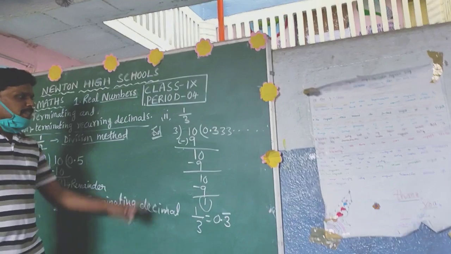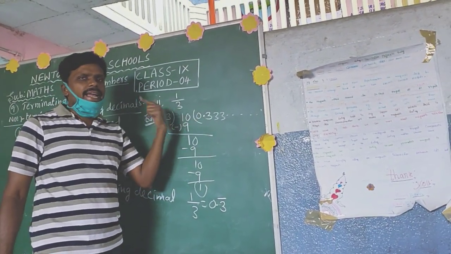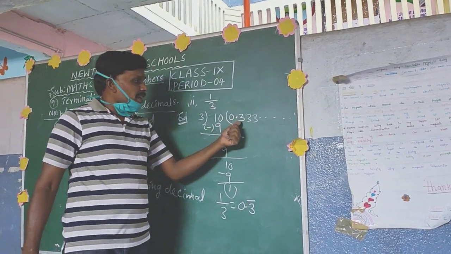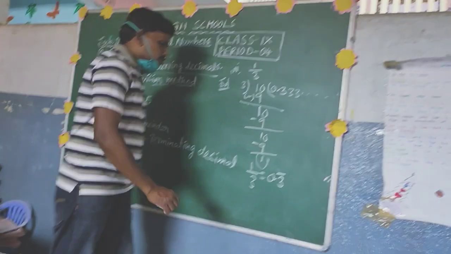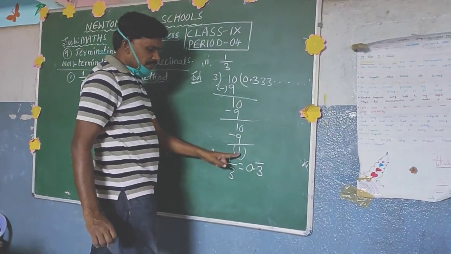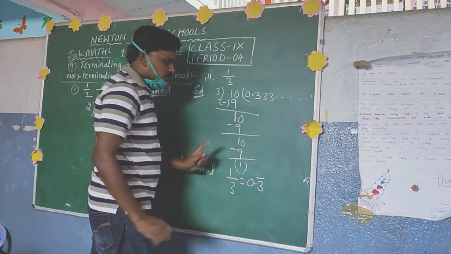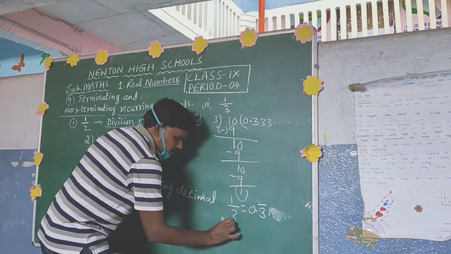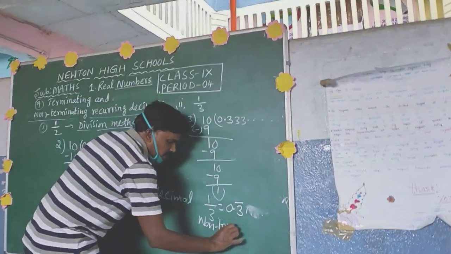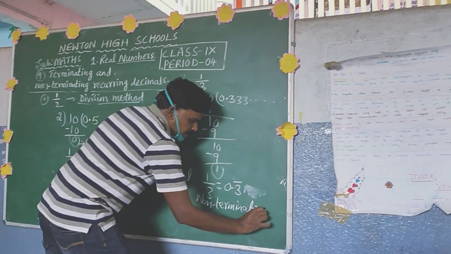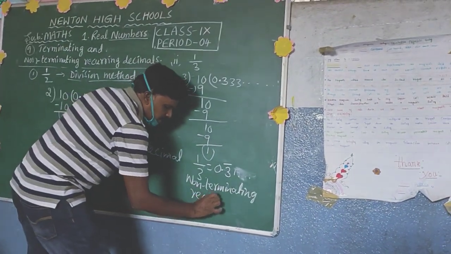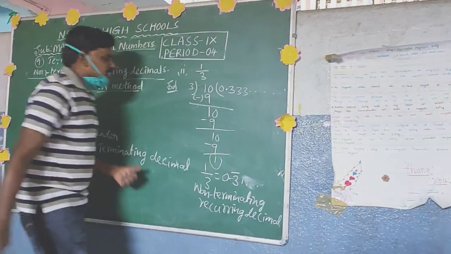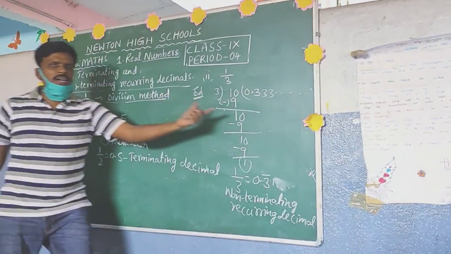Why are we keeping the bar? This particular digit only, 3, is repeating again and again. So we have to put the bar on 3 only. Which one is repeating? Only the digit 3. So have we got the remainder as 0 here? No. So this is called a non-terminating recurring decimal.